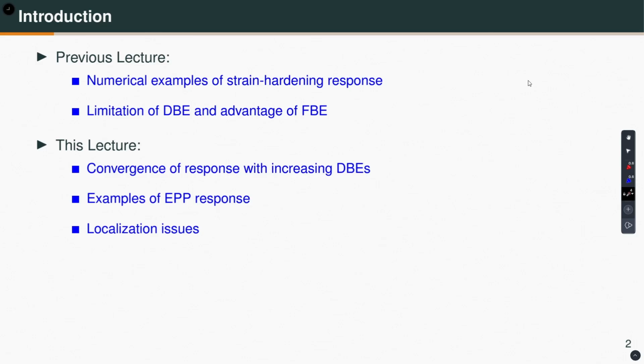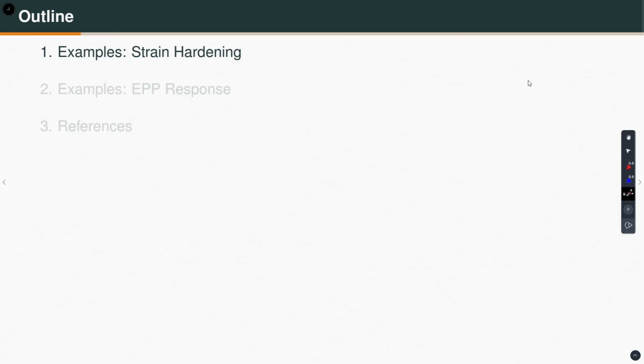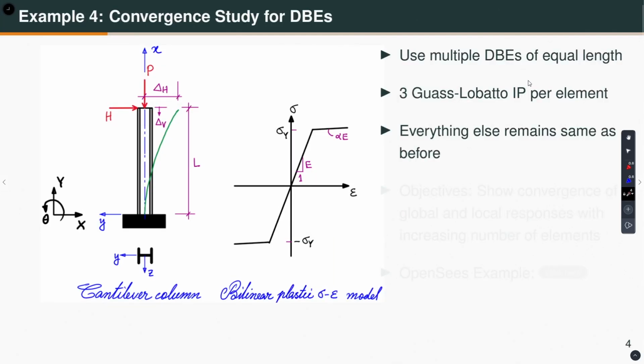So, that is what we want to do in this lecture. And also we want to talk about the issues of displacement based and force based element, and that is called localization issues. What is it? It happens for elastic perfectly plastic as well as for strain softening response. So, we will look at the elastic perfectly plastic response case today. Let us continue with the strain hardening example, but this time we will use displacement based elements.